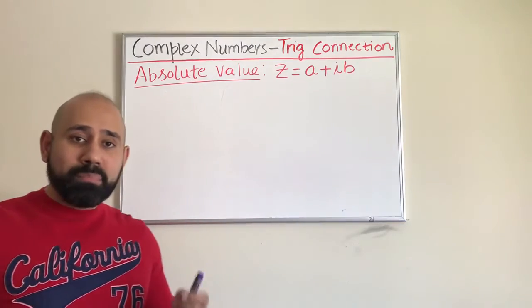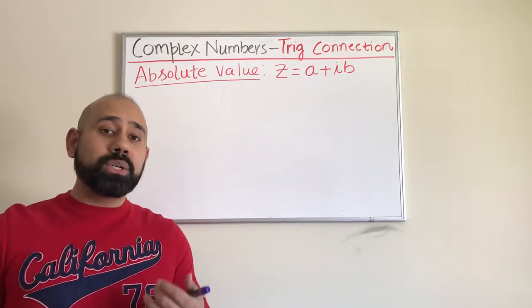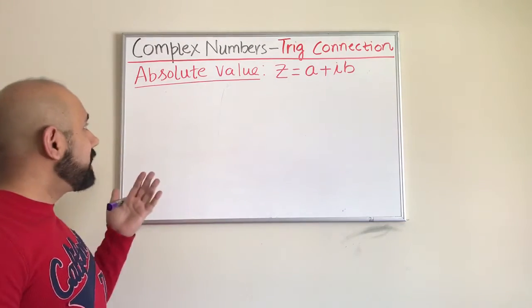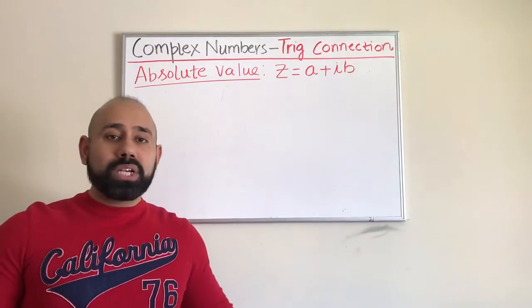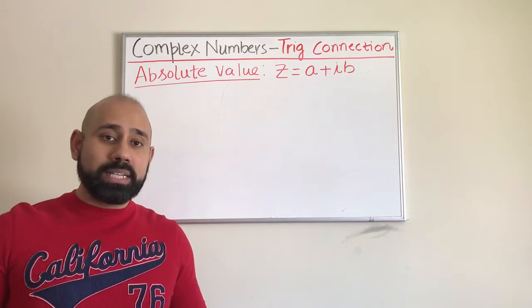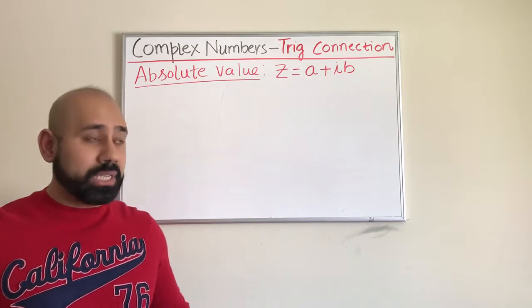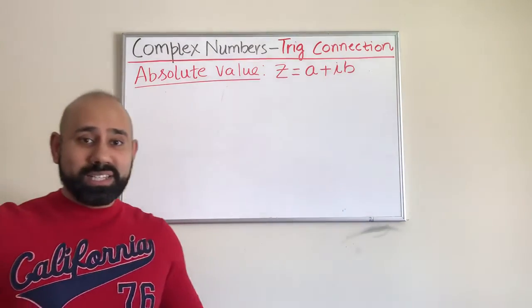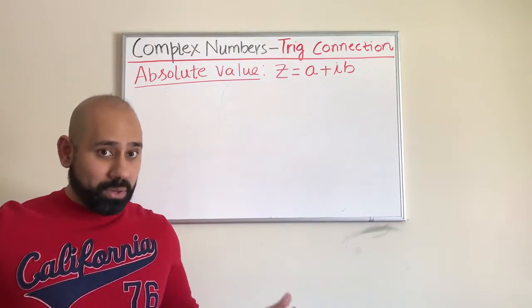Let's talk about an important key concept related to complex numbers. It is called the absolute value. We already know the basic definition for an absolute value. Absolute value basically tells us the distance from the origin. In this case, we want to find the distance of the complex number from the origin.